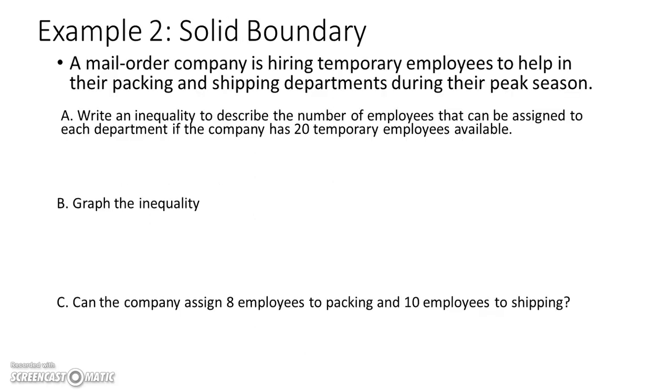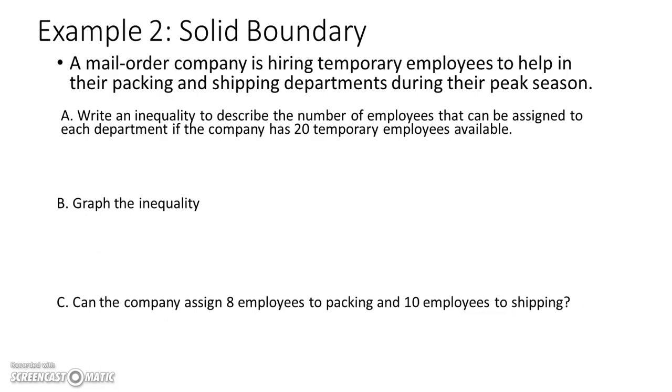Example 2 is a solid boundary. So a mail order company is hiring temporary employees to help in their packing and shipping departments during their peak season. We're going to write an inequality to describe the number of employees that can be assigned in each department if the company has 20 temporary employees available.